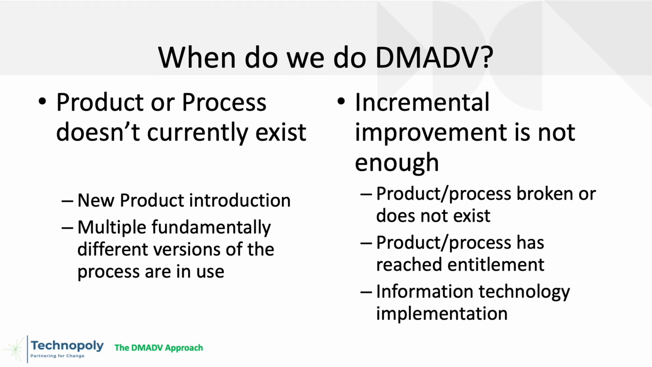So when do we do a DMADV? Two conditions. Number one, we don't have the product or the process that we need. There's a need to introduce new products or a new version of something else that's not capable of delivering what is needed. Second, incremental improvement is no longer producing the result you wanted.